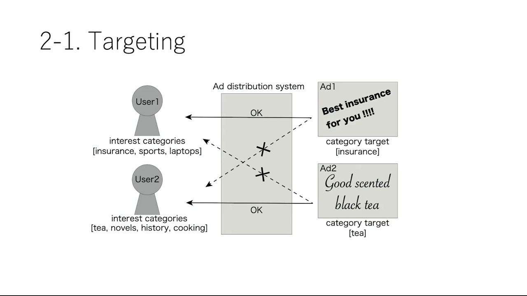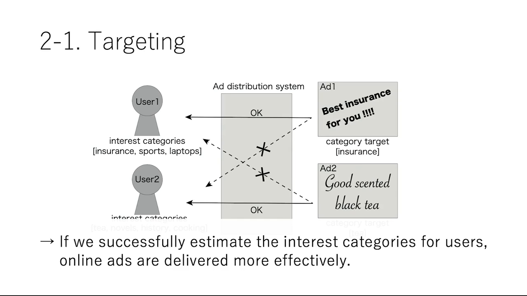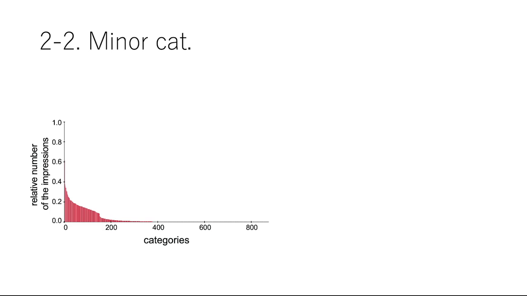Of course, advertisement categories are selected by advertisers. However, users' interest categories are estimated by our system. So if we successfully estimate the interest categories for users, online ads are delivered more effectively. Now I want to describe the categories.